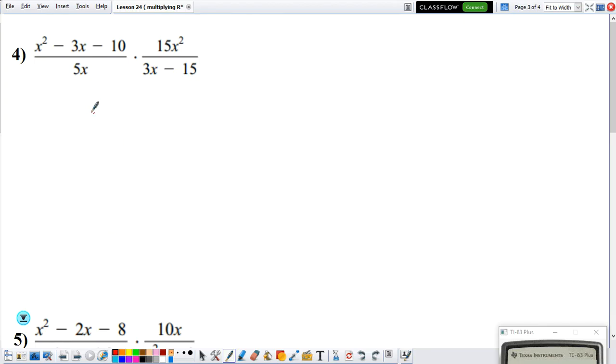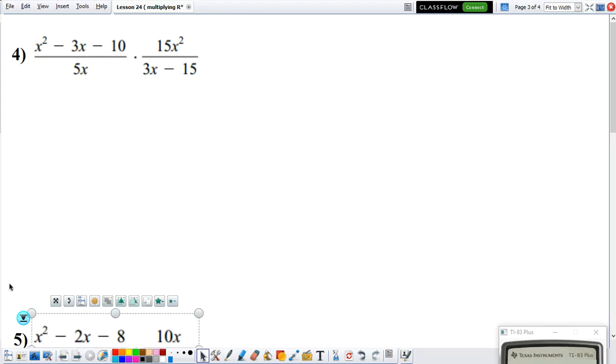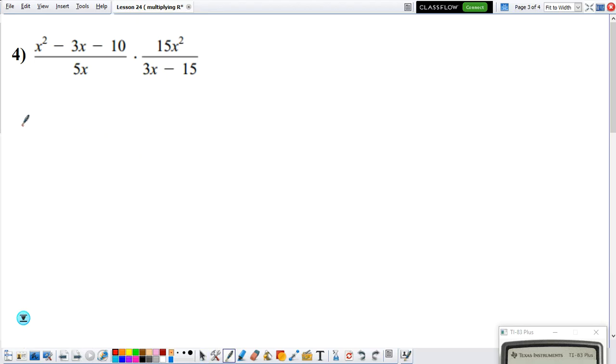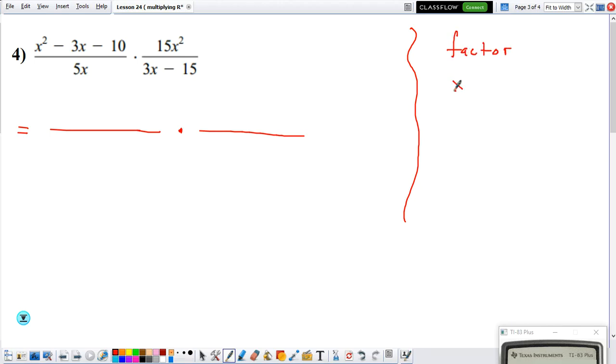Now, let's look at example 4, which looks a little more intimidating, more difficult, but it's fine. Again, what you want to do is try to see if you can factor anything out for all the expressions. Okay, so let's look at the top: x squared minus 3x minus 10. Can I factor that? Well, let's do our factoring here on the side. So how do we factor x squared minus 3x minus 10?